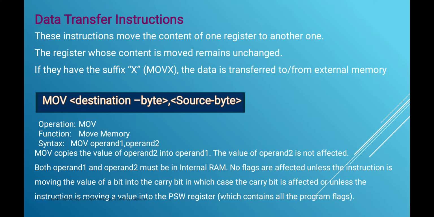No flags are affected unless the instruction is moving the value of a bit into the carry bit, in which case the carry bit is affected, or unless the instruction is moving a value into the PSW register, which contains all the program flags. Means, in short, the MOV instruction only copies the value of operand 2 into operand 1. Means we use the MOV instruction to copy the value of one register to another register.